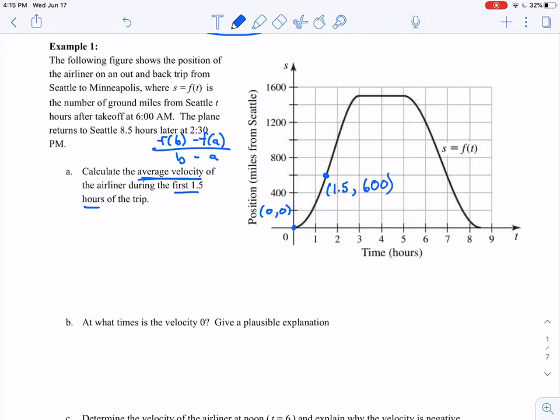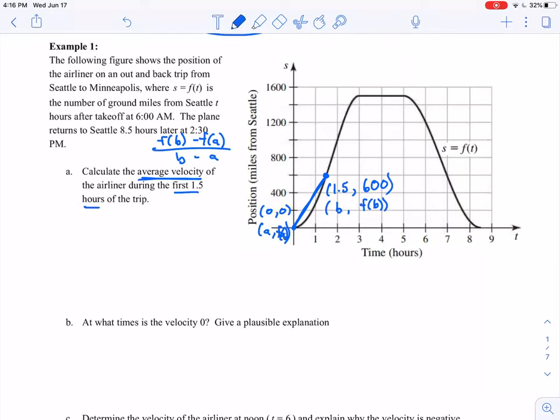So these are 2 points, and I want to find the average velocity, or I can think of it as the slope of the secant line connecting those 2 points. I'll call this one over here (b, f(b)), and over here I've got (a, f(a)). And I don't even need to plug things into my function because I already have the y values, which is good. It's less work for me to do.